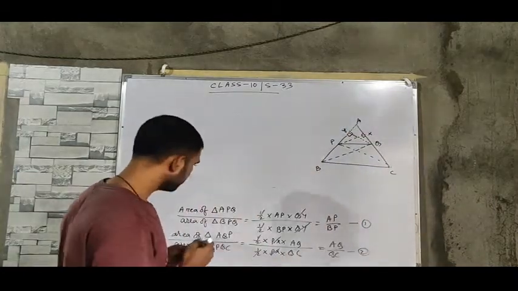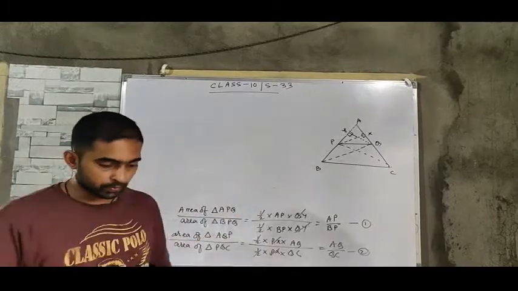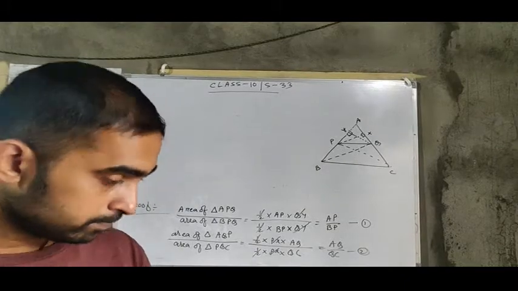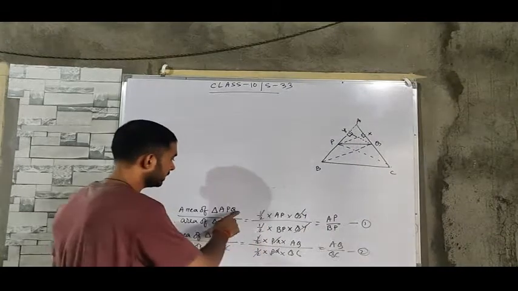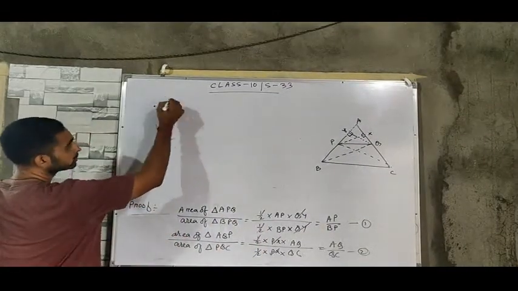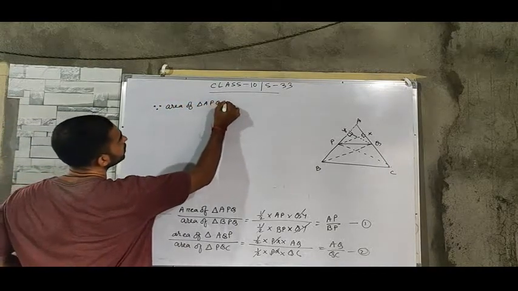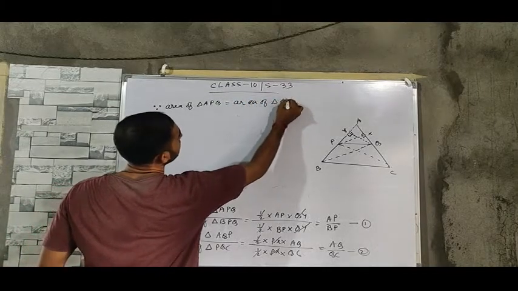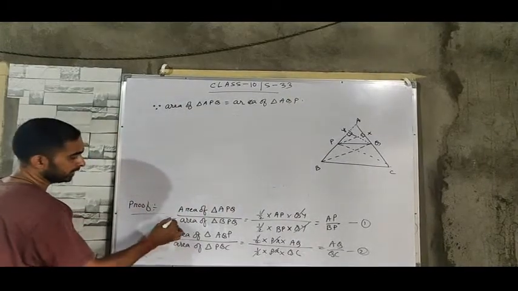Now see, triangle APQ and AQP, are they the same or different? The names are different, but both represent the same triangle. So their areas will be equal: area of triangle APQ equals area of triangle AQP.